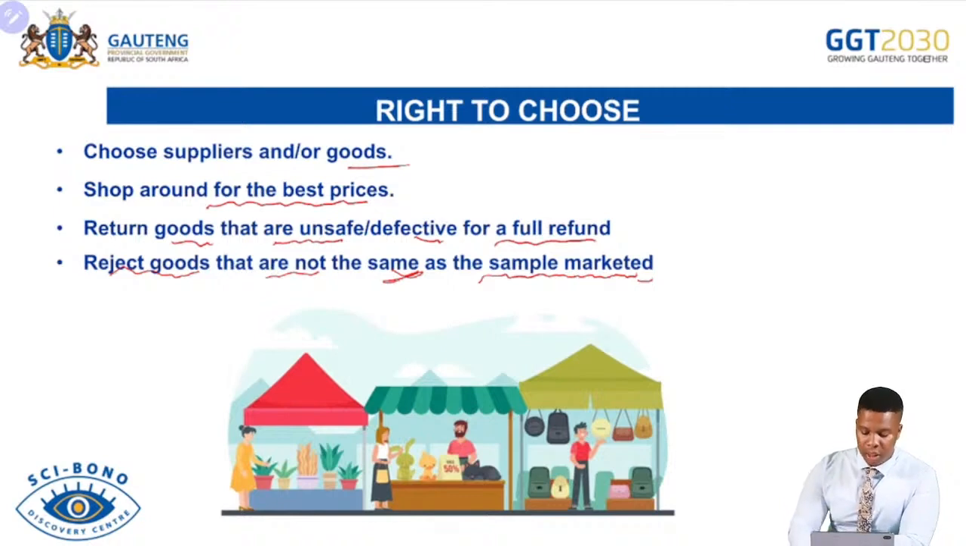In a marketplace, you would have a right to choose whether to buy in this shop or this shop or this shop. So this is basically a flea market, and you have a right to shop around for the best prices, and you have a right to return whatever product you have bought. You see here there are bags, so you have a right to choose the best product that you really want, and return the particular product if it's unsafe or defective.